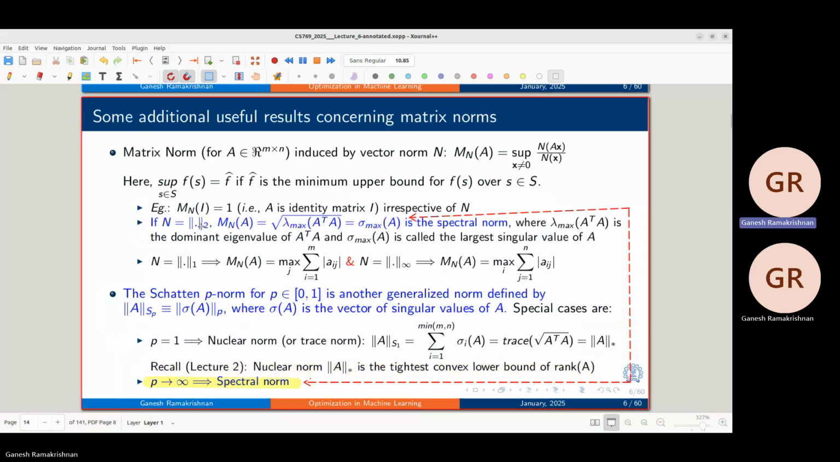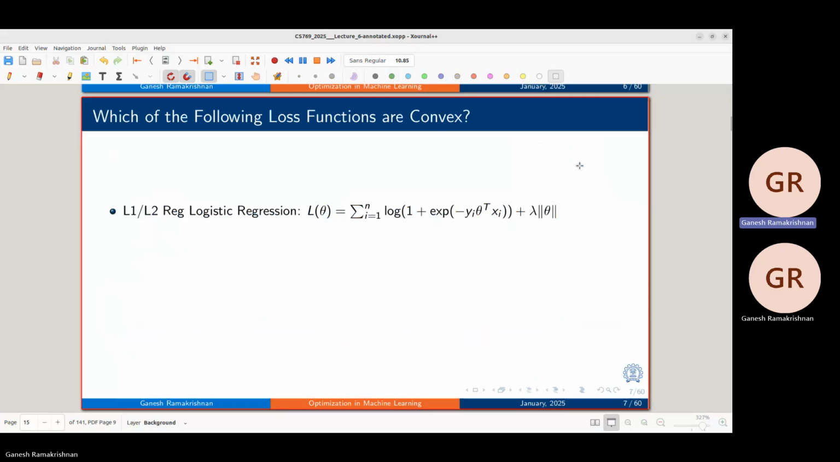Okay, so again, I just want to reinforce that under p equals infinity, the infinity norm of the singular values coincides with the 2 norm under the matrix induced norm when you look at the supremum. Okay, now with all of this, we should be in a position to talk about convexity or strong convexity of all the functions we've discussed so far.